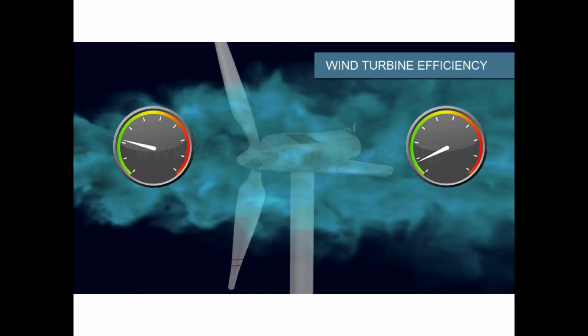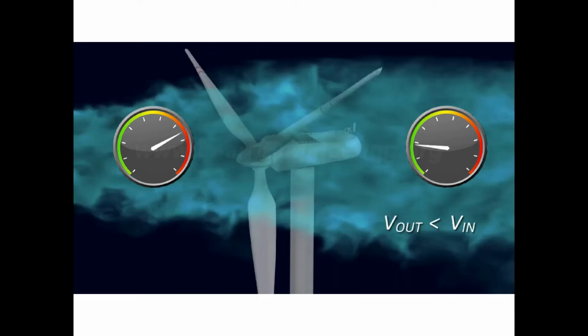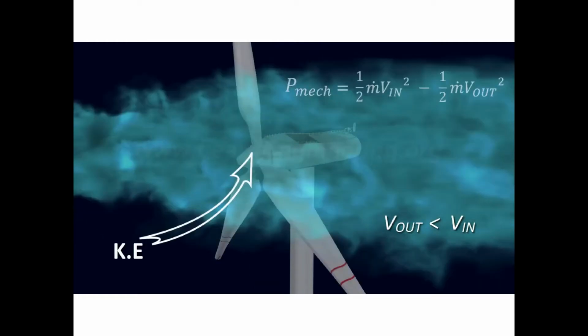You can note that the wind speed at the downstream is much smaller than the upstream. This is because the blades absorb some kinetic energy from the wind. The same amount of energy is converted as mechanical power of the wind turbine.